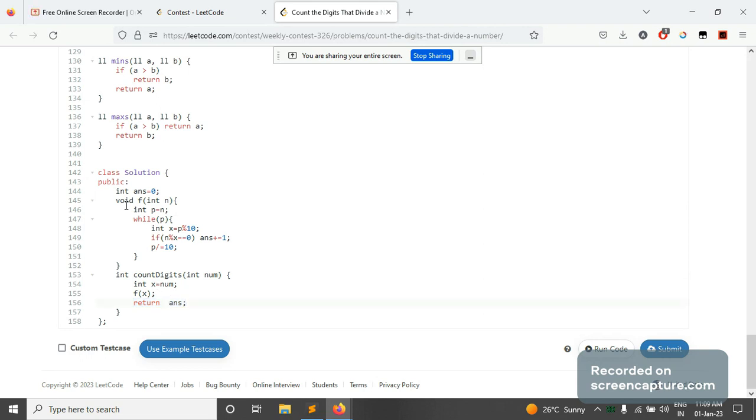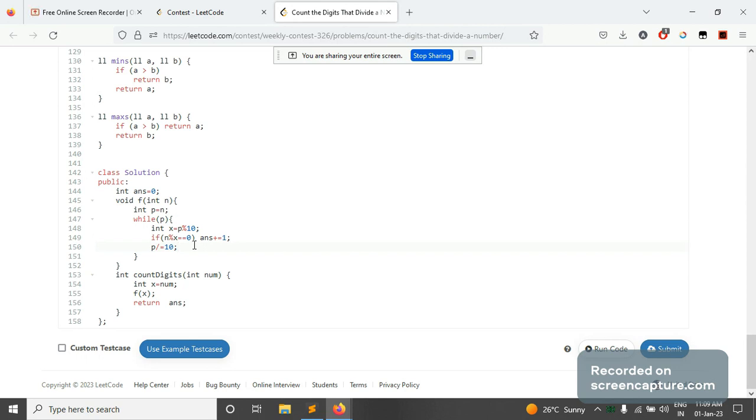And what we did in that function, we copied that value into p, and we are doing all the manipulation in p. From p we are taking its last digit, and after that we check if the initial number is divisible by this last digit, in that case we will increase the answer counter, and we keep on decreasing p by a factor of 10.